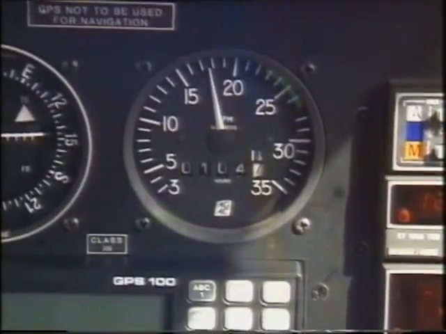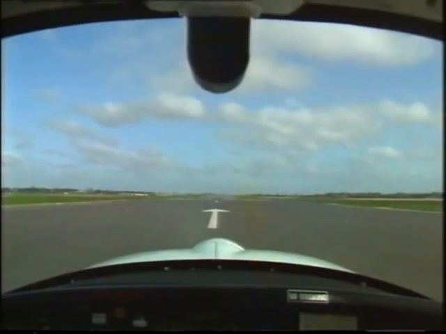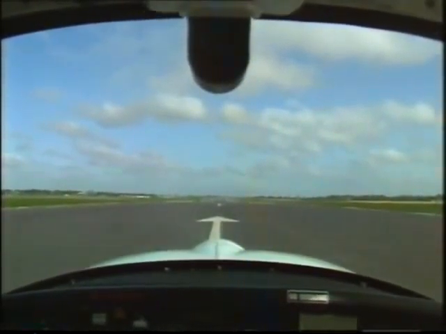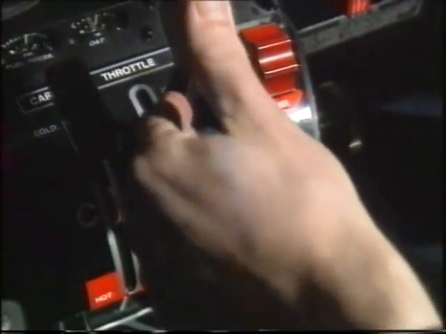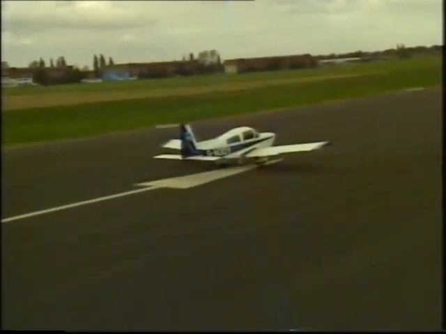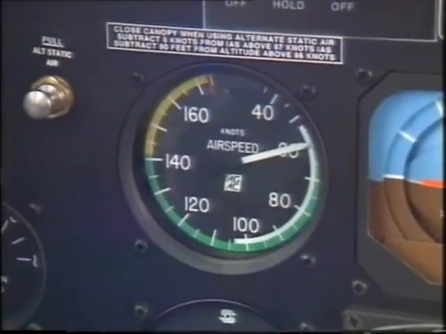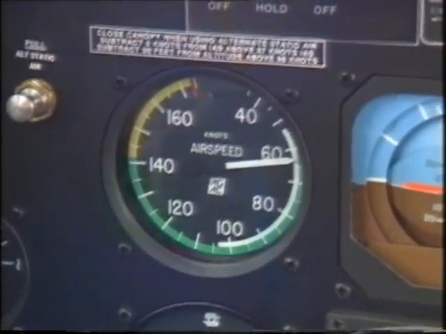Gauge is remaining in the green. Reference point in view. Brakes release, heels on the floor, and smoothly apply full power. Check we have full power, 2200 RPM indicated. Check the gauges are remaining in the green, and they are. And check the airspeed is increasing. It is. And at 65 knots, positive movement back on the control column, into the attitude for the climb.